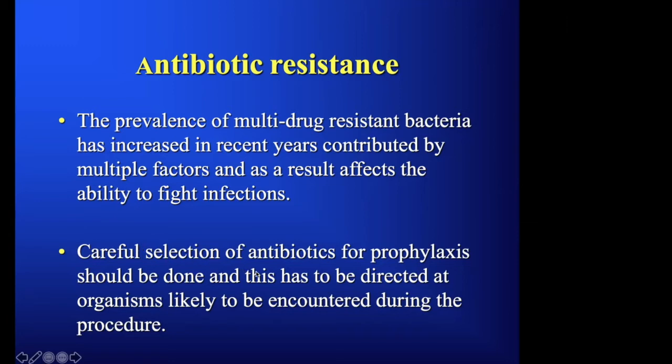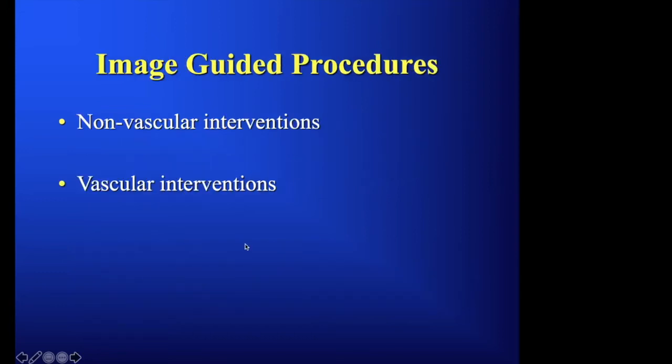So careful selection of antibiotics for prophylaxis should be done, and this has generally to be directed at the organisms likely to be encountered in the procedure. We're going to see some of the vascular and non-vascular procedures that are commonly performed, the common organisms found in those procedures, and also some of the medications recommended by most authors to be used in those procedures.